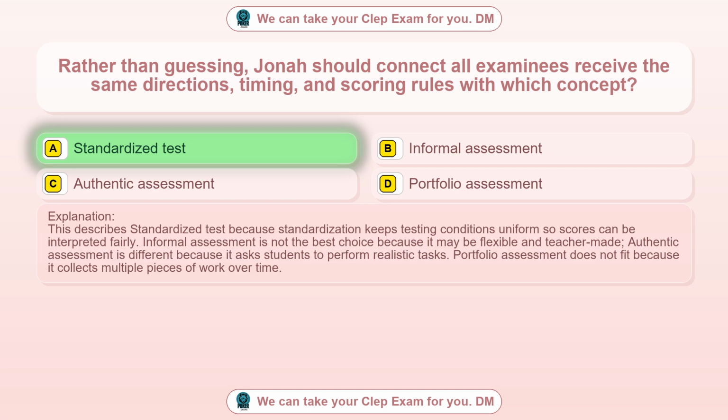This describes standardized test because standardization keeps testing conditions uniform so scores can be interpreted fairly. Informal assessment is not the best choice because it may be flexible and teacher-made. Authentic assessment is different because it asks students to perform realistic tasks. Portfolio assessment does not fit because it collects multiple pieces of work over time.